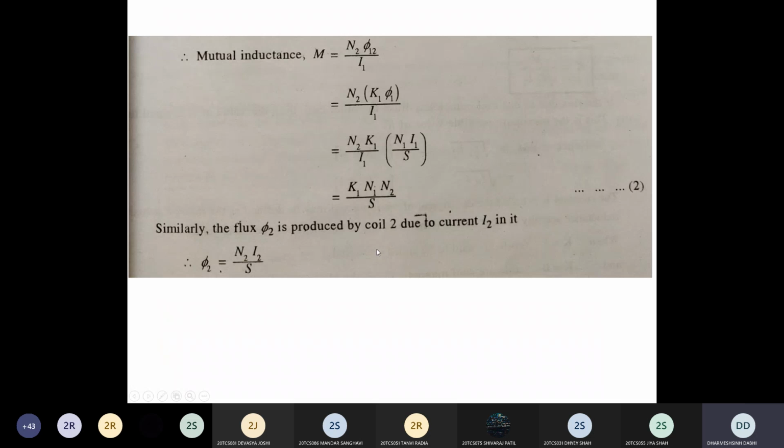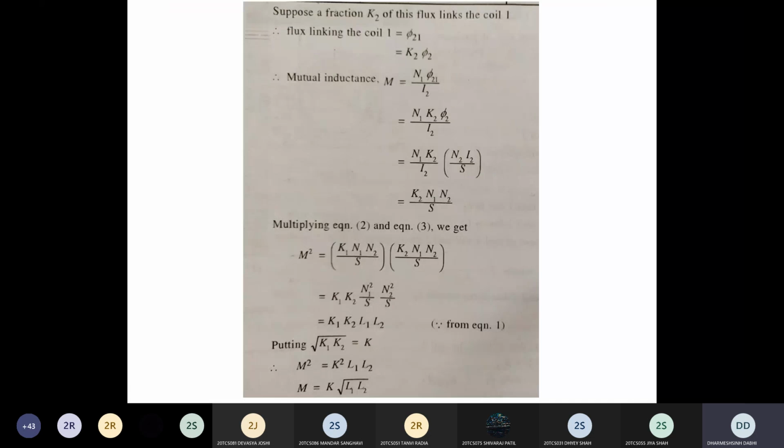The same derivation is written here another way. And finally we get the relationship between mutual inductance and self-inductance, which is M is equal to K square root of L1 into L2. So from this equation you can find out the coefficient of coupling if mutual inductance and self-inductance are given. Clear? So let's calculate the example related to this.